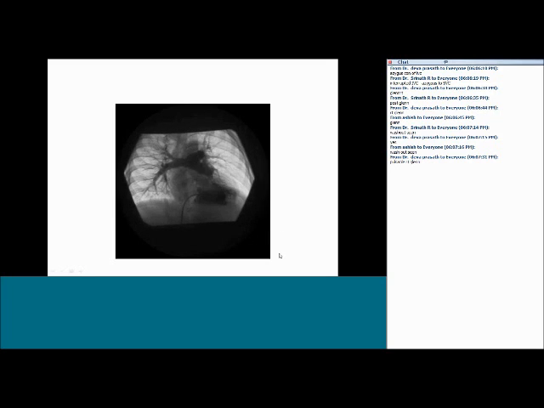Alright. Next we have, what is the diagnosis? The first question is what view, and what is the diagnosis? What is the diagnosis? What view? RAO view, that's right. So what is the diagnosis?